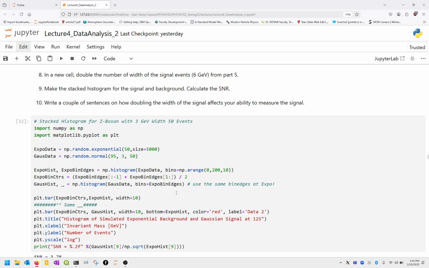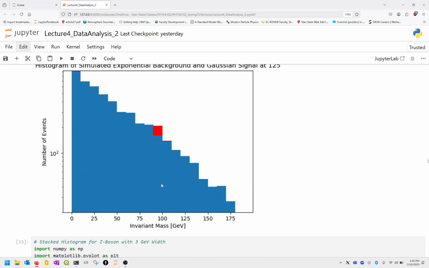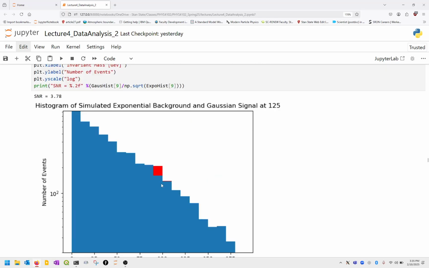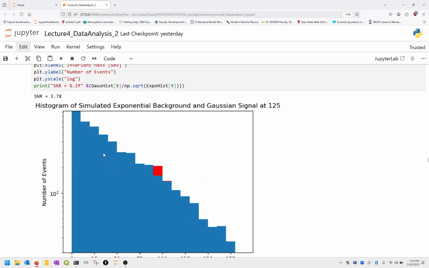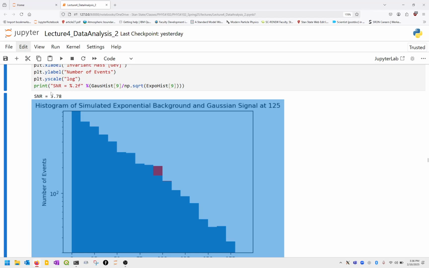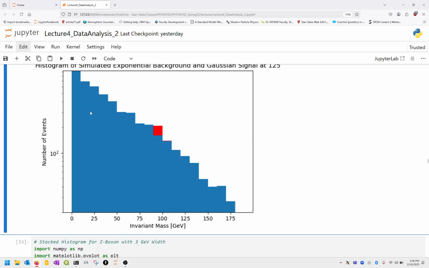All right, so welcome back. Hopefully most of you got at least one of the signal to noise ratio calculations done. Hopefully your plot looks like this, where you have this blue exponential decay, and instead of the red being at 125, the red is now at 95, because you shifted the signal to be 95 GeV instead. If you calculate the signal to noise for the first one, I just printed it out, which is about 4-ish. If you got around 4-ish, that should be correct.